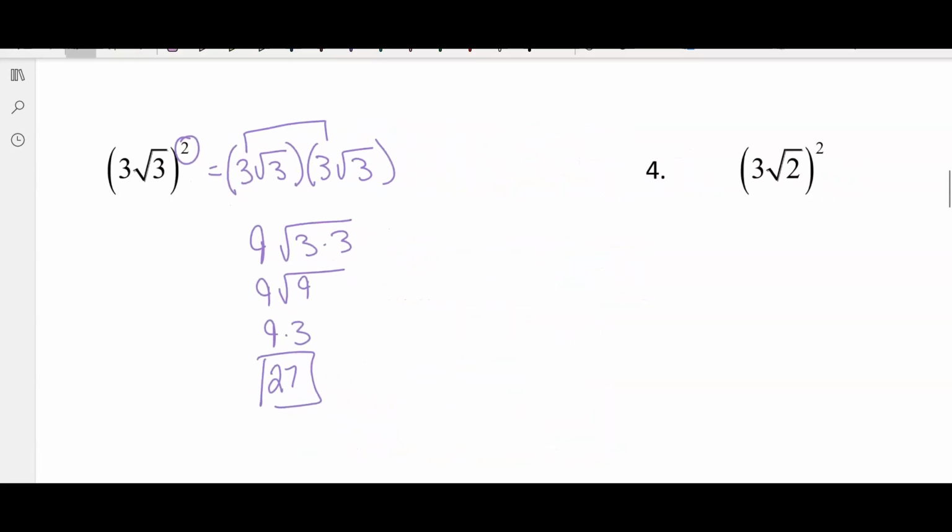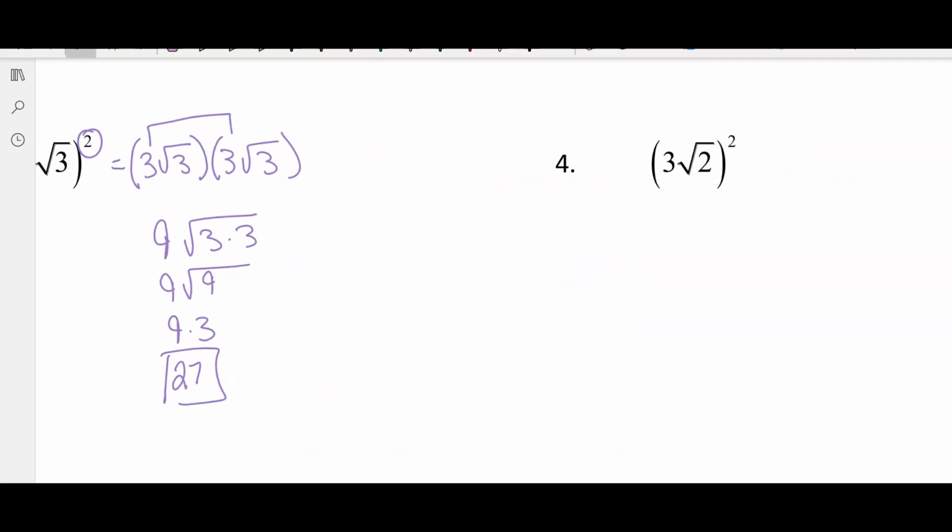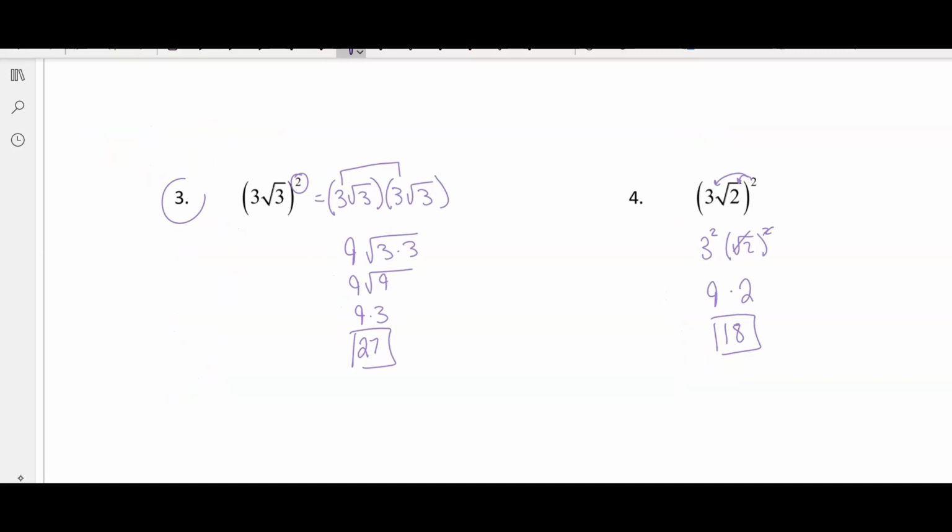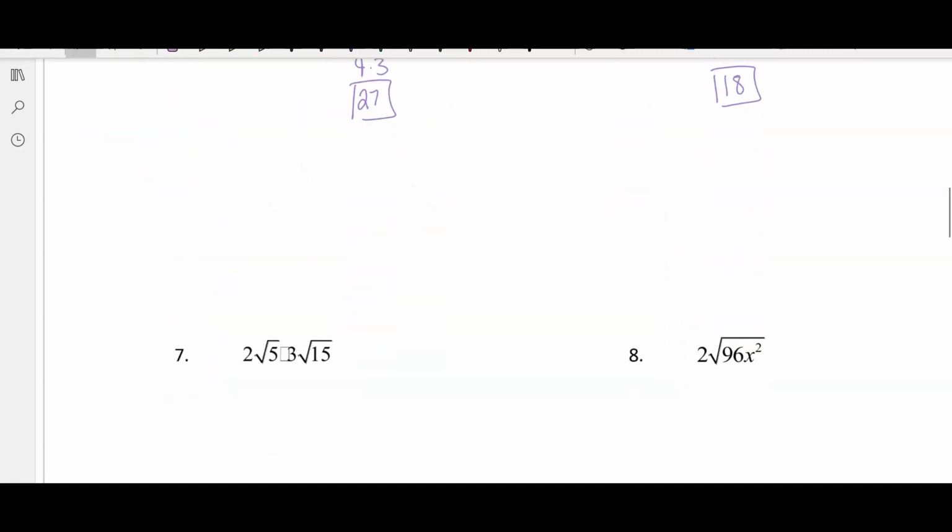All right, the next way I'm going to do it is instead of breaking it down, I'm going to think of this as distributing that squared, because it's essentially the same thing. So it's going to be 3 squared times the square root of 2 squared. We're going to have a 9 here, and when you square a square root, that cancels out because they are inverses of each other, and we're just going to get 18 as our answer. So you can do either way for 3 or 4, whichever you're comfortable with.